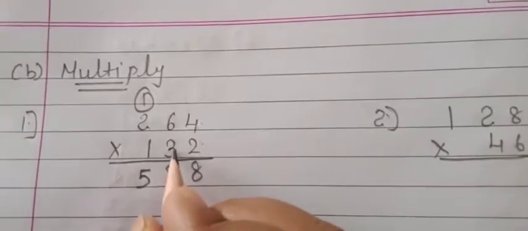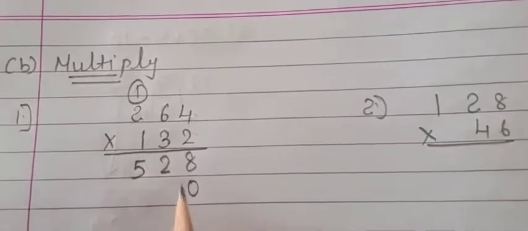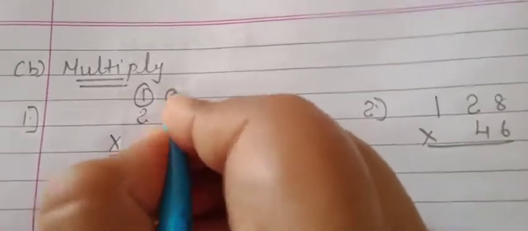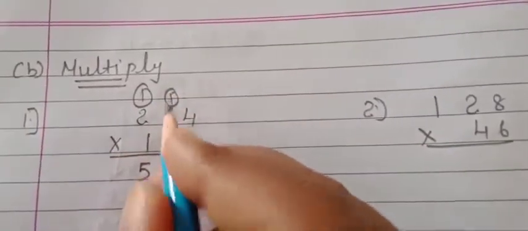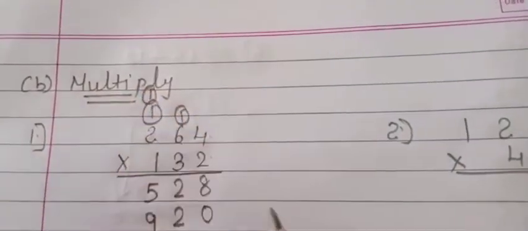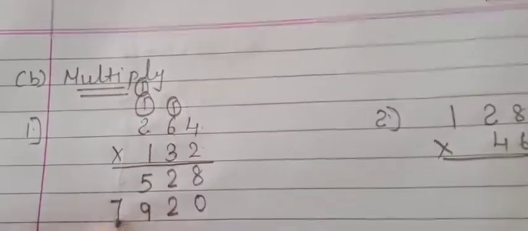Now we will multiply by 3. Before that we will write in first place 0. Okay. Then 3 4s are 12, so 2 we will write down, 1 will be carried over. Then 3 6s are 18, 18 plus 1 is 19, so 9 we will write down, 1 will be carried over. Then 3 2s are 6, 6 plus 1 is 7.